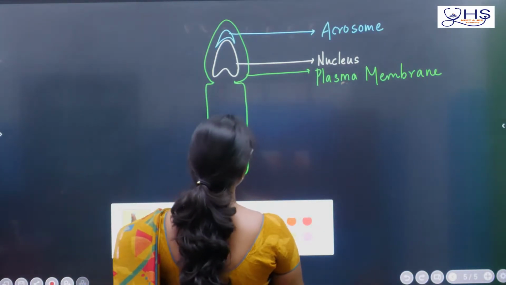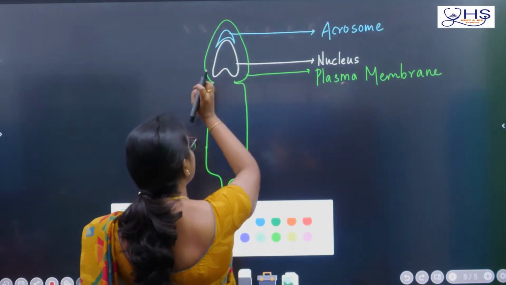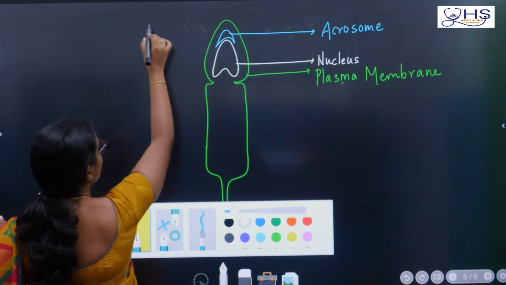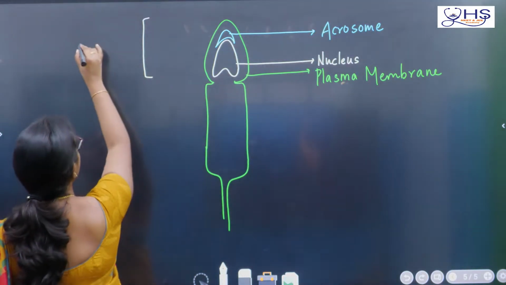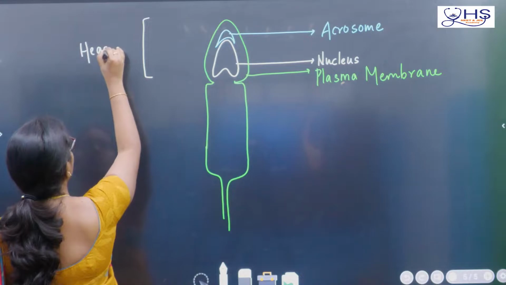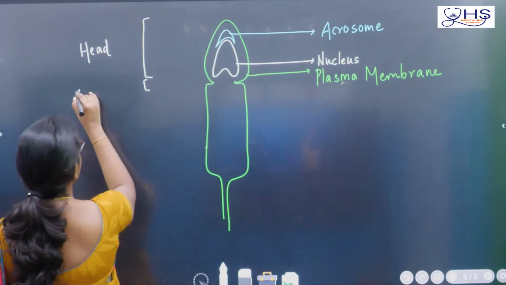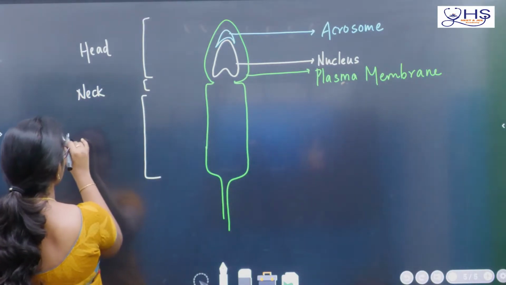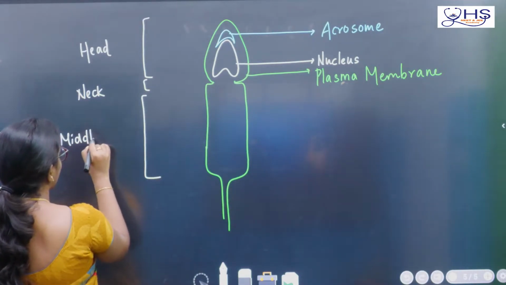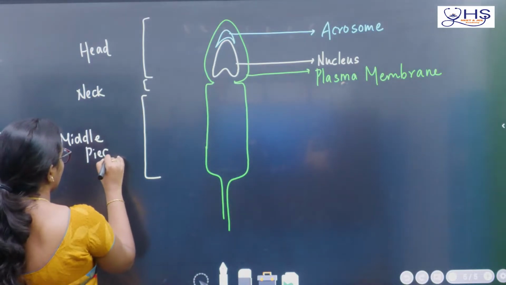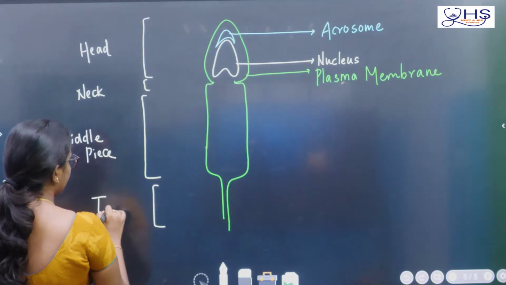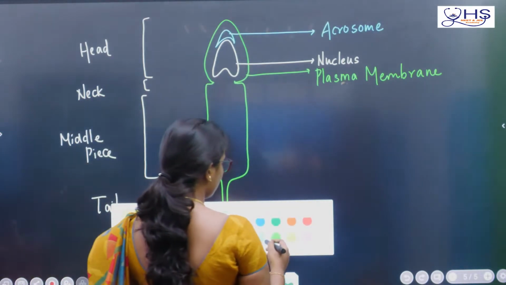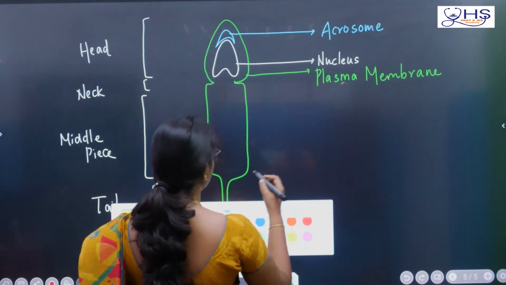Okay. Now see that three-fourths of the nucleus is the head portion, which means this is the head. This portion is called the neck, and this is the middle piece, and this one is the tail. Okay. In the head, the structure that covers three-fourths of the portion, I will take a different color.